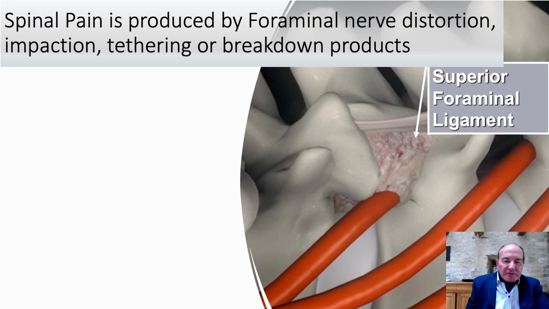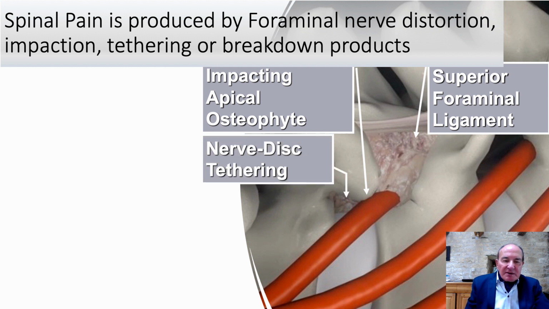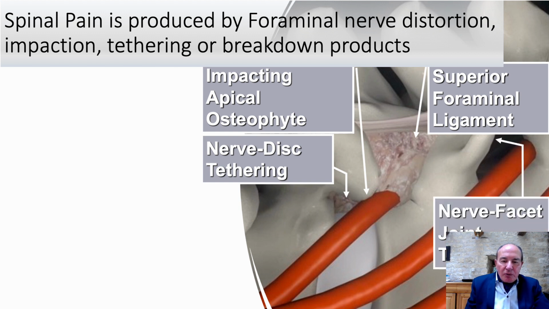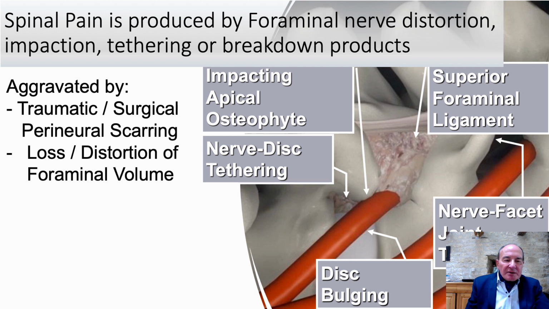Here, the superior foraminal ligament compresses the nerve. The apical osteophyte digs into the nerve. There is tethering between the nerve and the disc, or between the nerve and the facet joint. And of course, all of this is aggravated by disc bulging. Not always by a major protrusion.